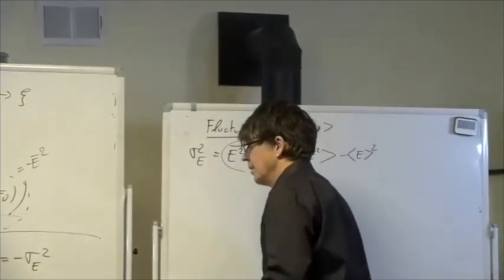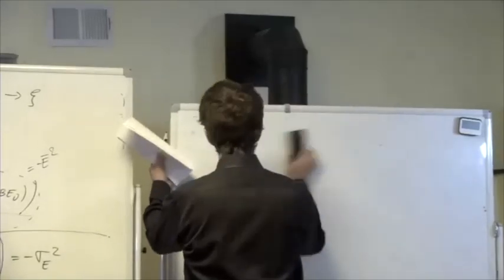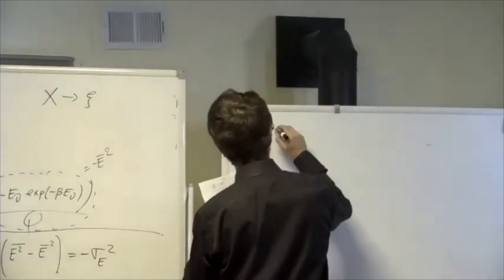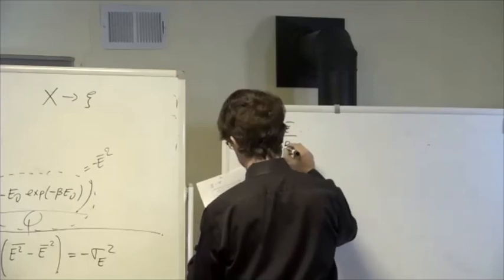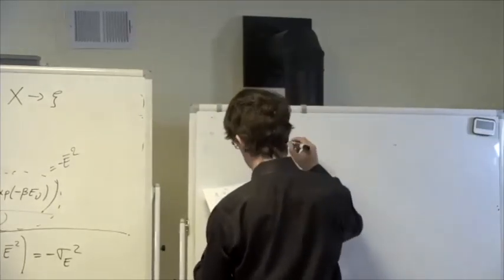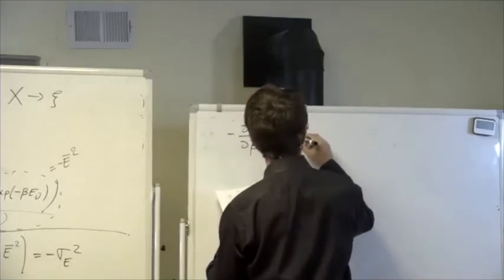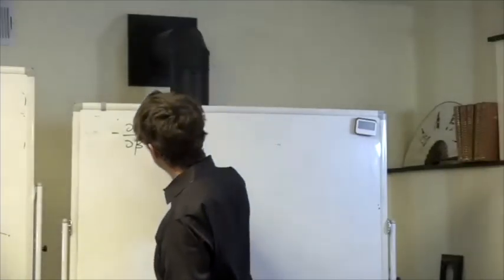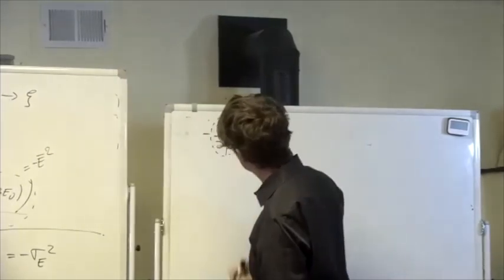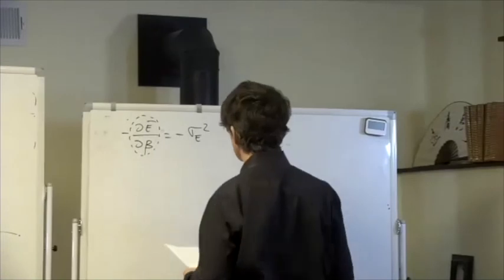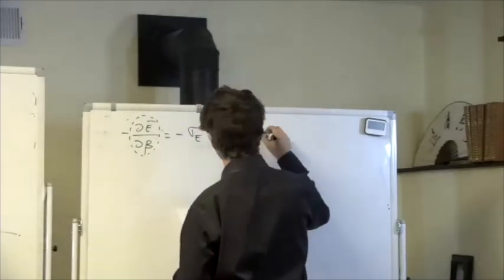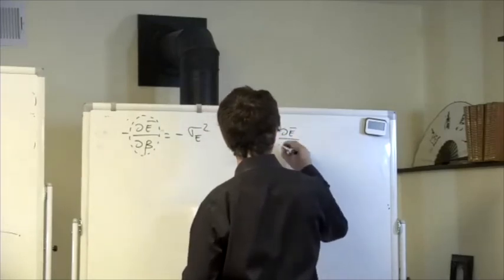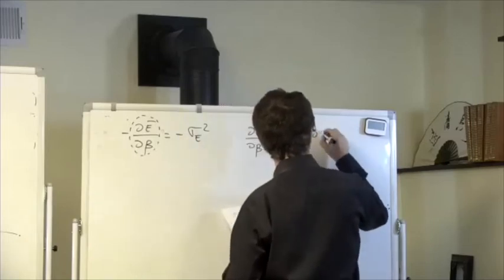Because, okay, let me retake this on this board. Let me bring over the final result. Right. Final result that we got is that minus dE d beta is minus the standard deviation on the energy squared. Let's figure out what this actually is here. The dE d beta, I want to put that in terms of T. So I can use the chain rule on that, right? The dE d beta is the average energy with respect to T times dT d beta, right?